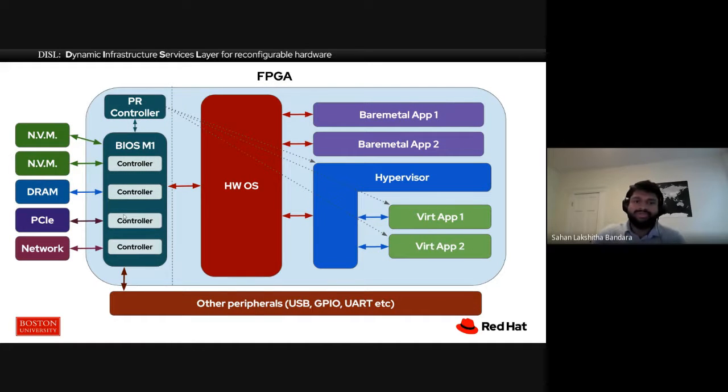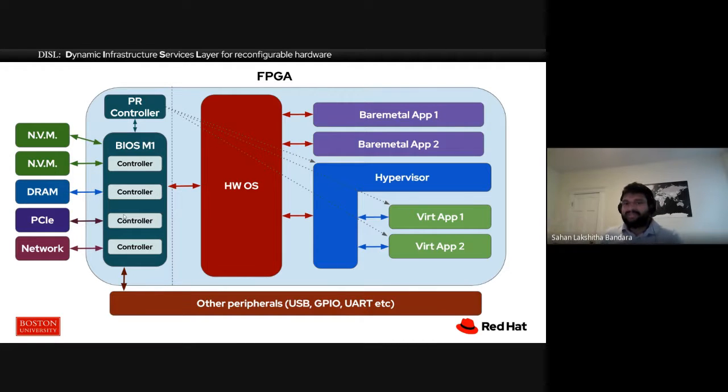So moving on to researching hardware operating systems themselves. The first question that arises is, what does one look like? This figure shows one configuration we have envisioned. Here the BIOS component handles all the device-specific details like peripheral memory controllers, PCI controllers, network, etc. And it provides a set of standard interfaces to the operating system component. Because of that, the operating system can now be fully agnostic of the actual device.